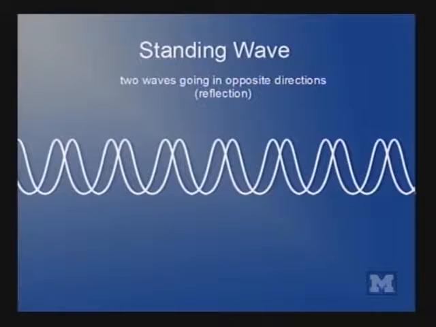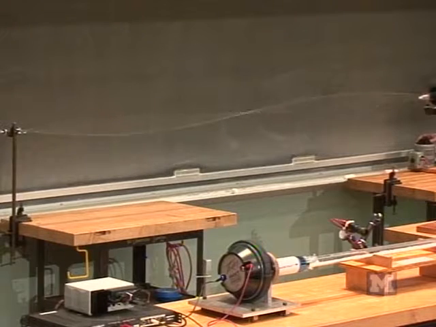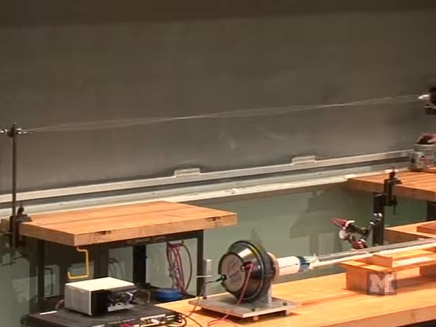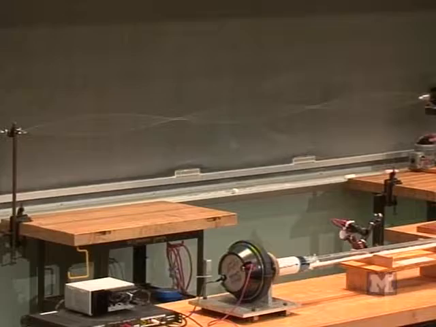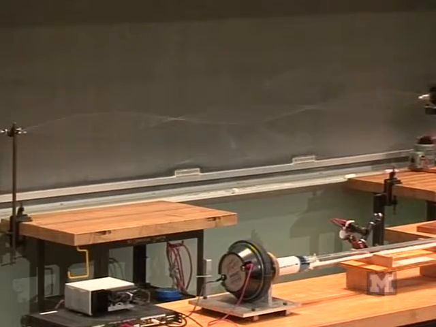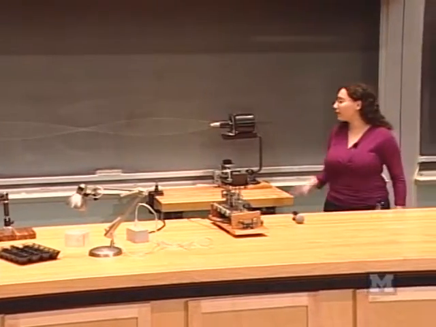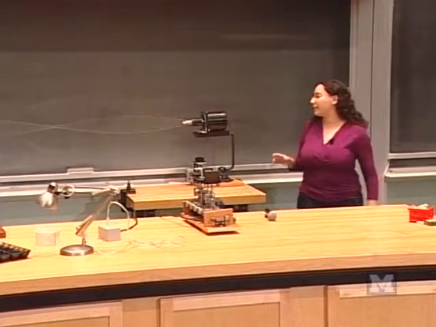Well, I have a nice demo here where I have a string attached to a motor. The motor vibrates it, so that's how we get our wave. And then at the end, the string is fixed, so the wave reflects back. And let's see if we can get, there we go. And we get a standing wave. So this is what it looks like when you have a standing wave.